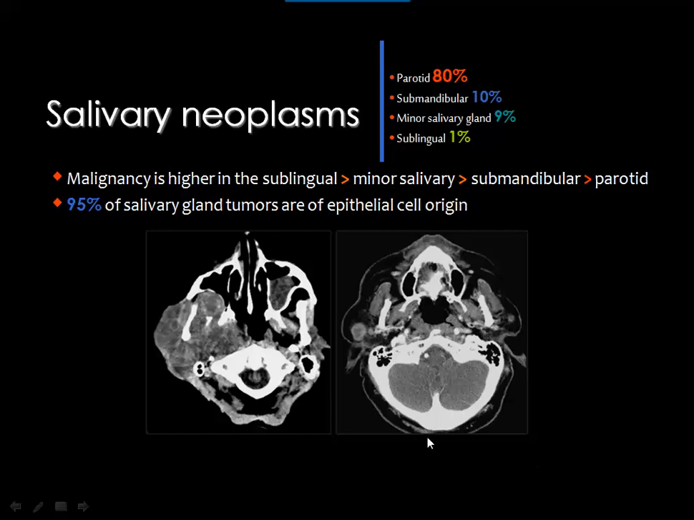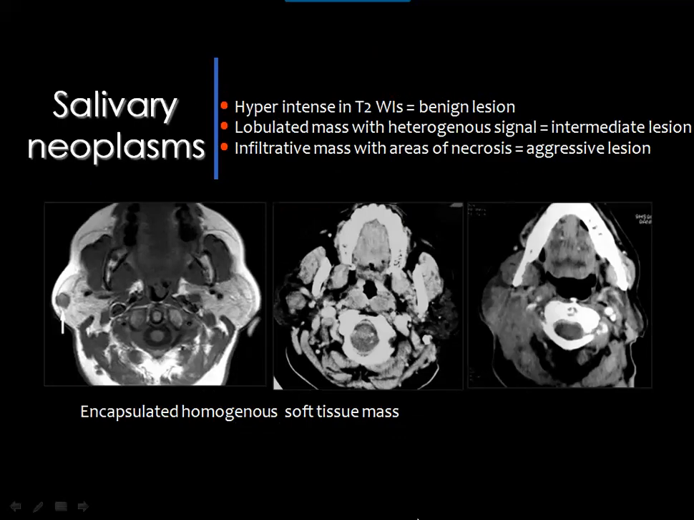And this is just an example to show the difference between a benign lesion like this soft tissue nodule within the superficial lobe of the right parotid gland and the malignant lesion, which is an infiltrative pathology with destructive characters and invasion of the surrounding structures.